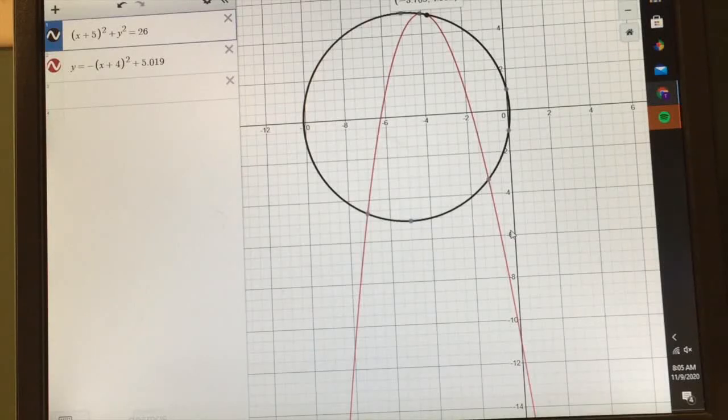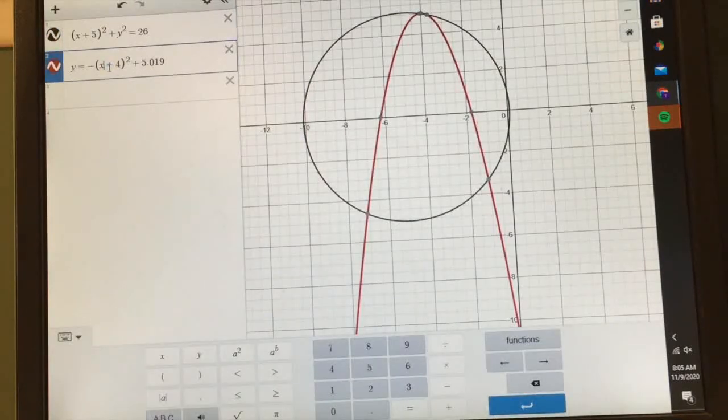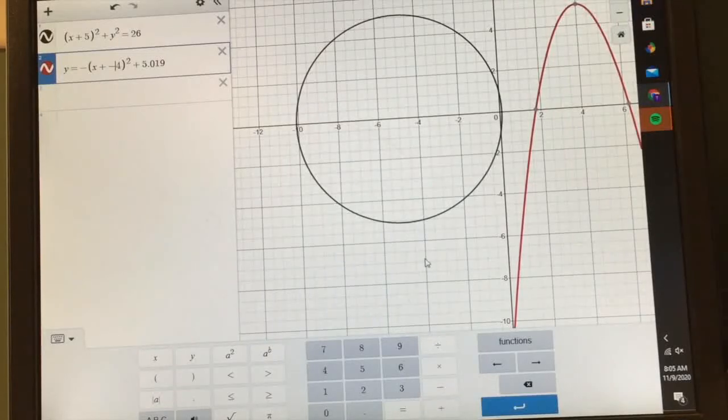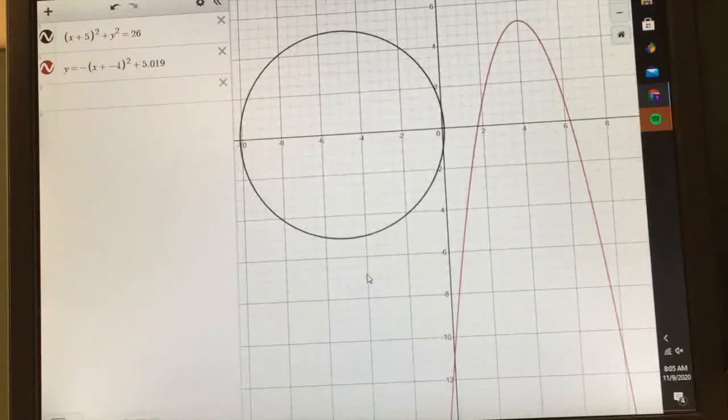You could have 2. You could have no intersection. If I made this, let's say this is a -4. I'm just trying to show you what some different answers are. This has no intersection, because if you look at that, there is no place where that parabola crosses that circle. So it's possible to have no solution all the way up to 4 solutions.